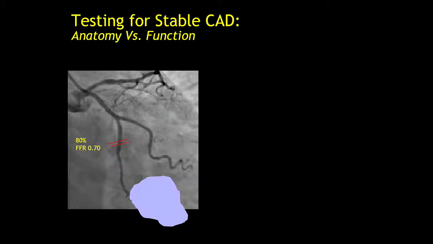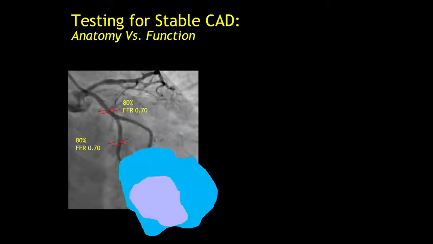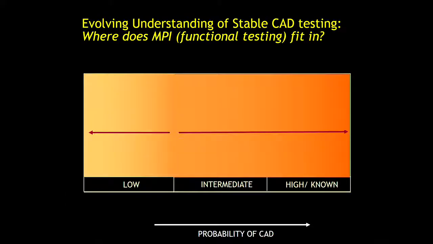Now let's take the same stenosis, 80% stenosis, FFR of 0.7, and now you have this much ischemia, right? So the anatomical information with FFR was identical in both cases, but the location of the lesion and the extent of ischemia is really important because, again, that's what our treatment is dependent on. So this additional information that you get from functional testing, I think, is really important.